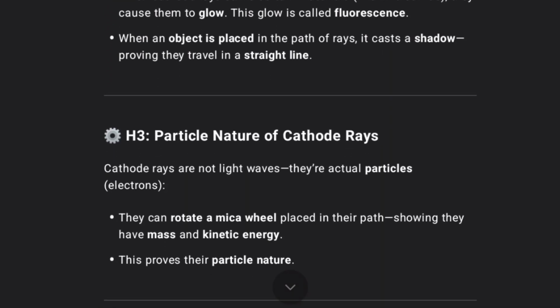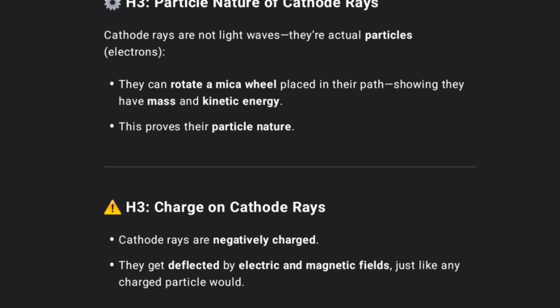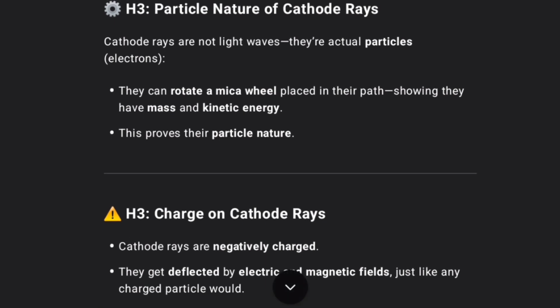Particle nature of cathode rays. Cathode rays are not light waves. They're actual particles, electrons. They can rotate a mica wheel placed in their path, showing they have mass and kinetic energy. This proves their particle nature.